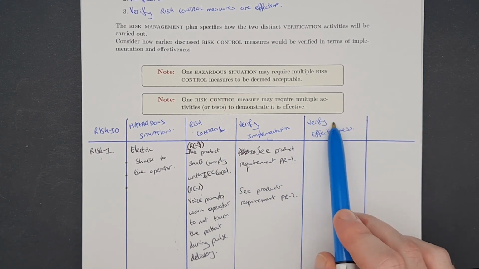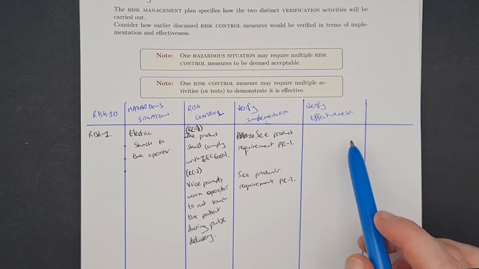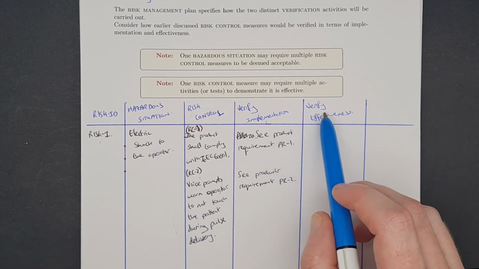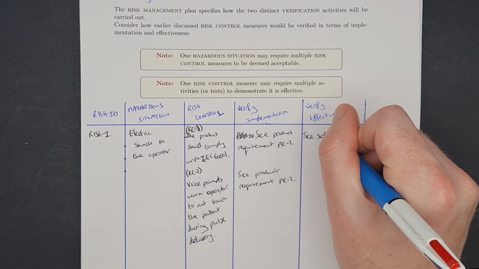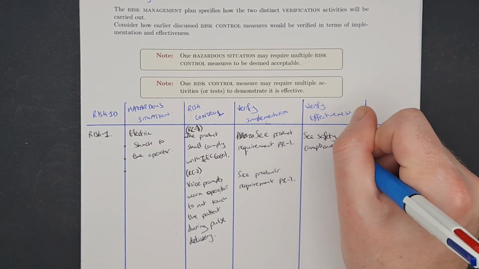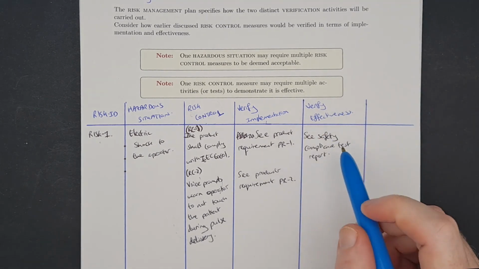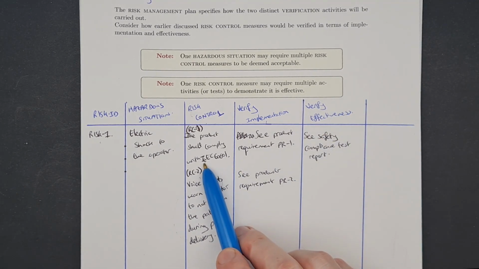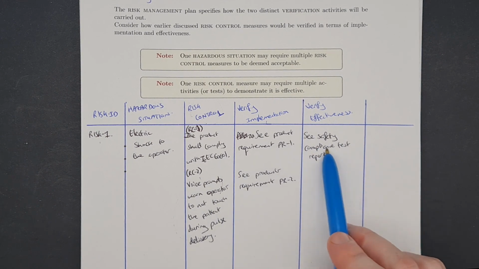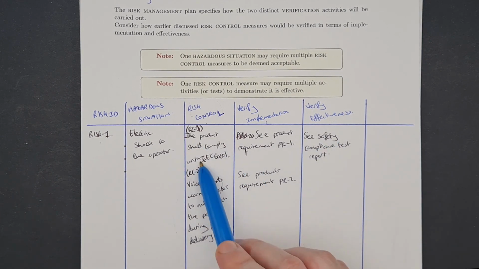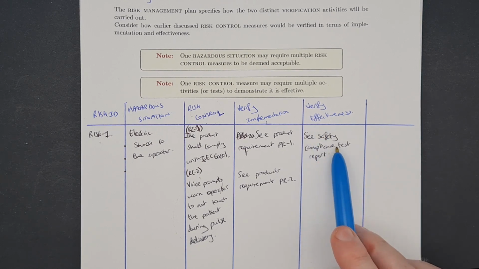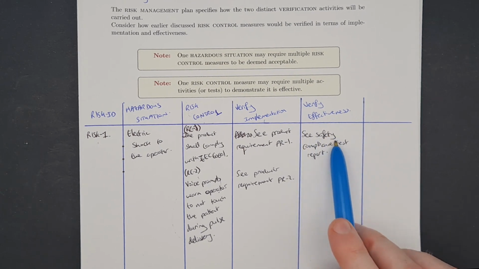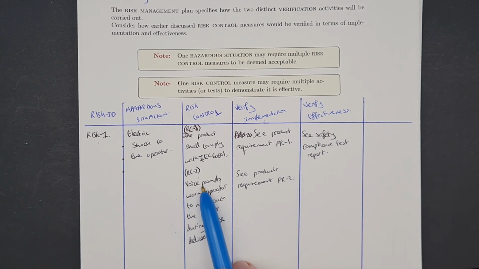When it comes to verifying the effectiveness, this is the more important thing. What will demonstrate that we have done this will be our safety compliance test report. So normally to obtain the IEC 60601 safety compliance test report, companies will go to external test houses and they will do the 60601 testing and then they'll give you a report. That will demonstrate that that particular risk control of preventing electric shock is effective, because that's a consensus standard, so it'll just be taken for granted that it's effective.